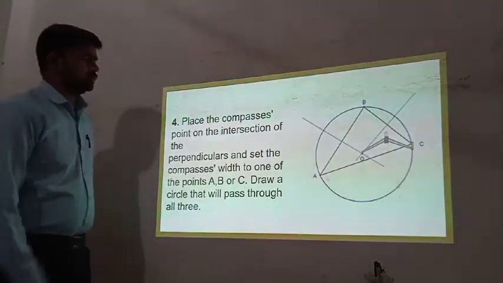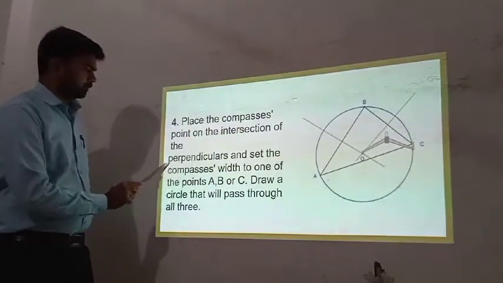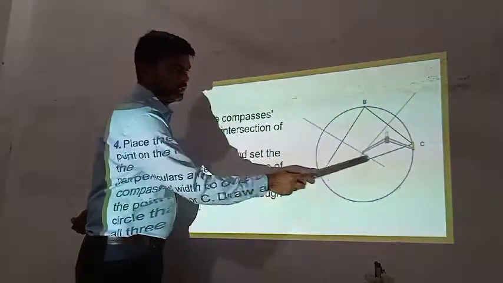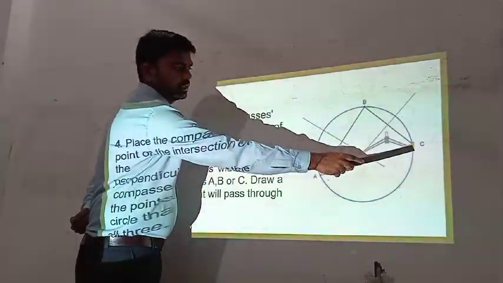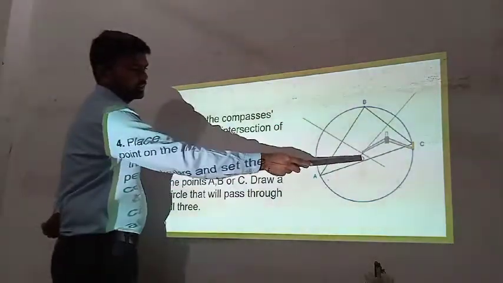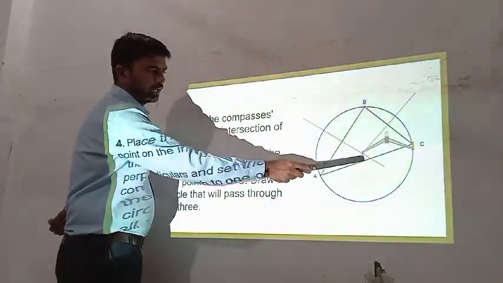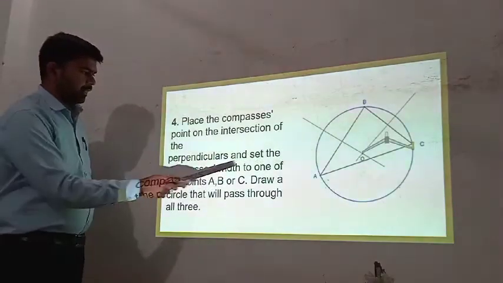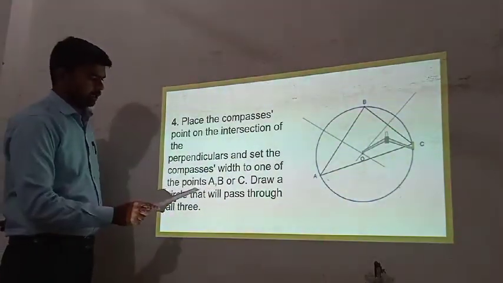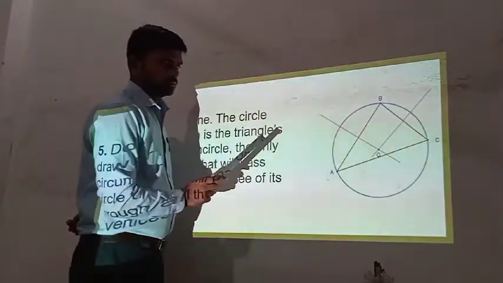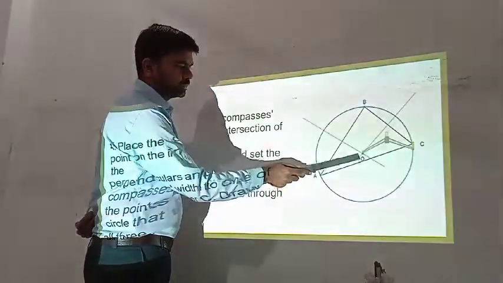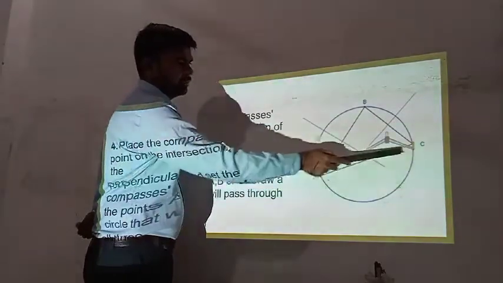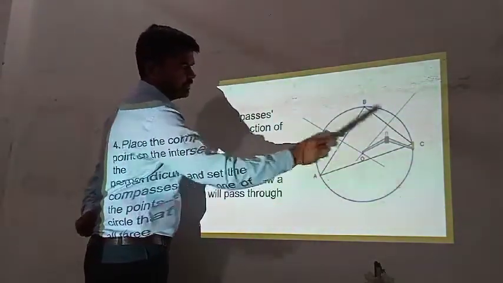Next, what do we have to do? Place the compass point on the intersection of the perpendicular bisectors. We place the compass at the intersection point, which is O, and we put the other end on the vertex C. Now set the compass width to any one of the points A, B or C. We put one point of the compass at the center, the intersection point, and the other we take to the width of any point from A, B and C.